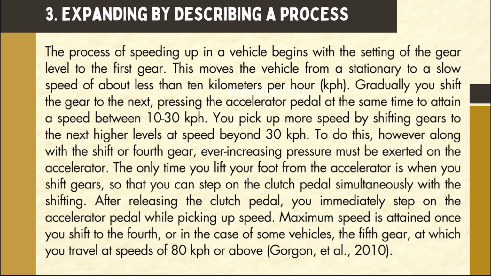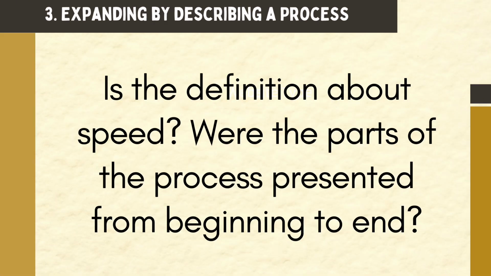After releasing the clutch pedal, you immediately step on the accelerator pedal while picking up speed. Maximum speed is attained once you shift to the fourth, or in the case of some vehicles, the fifth gear, at which you travel at speeds of 80 kilometers per hour or above. By Corgan et al. 2010.